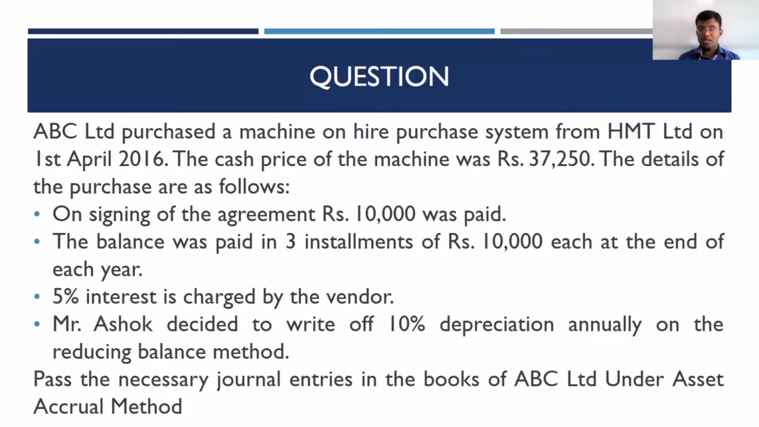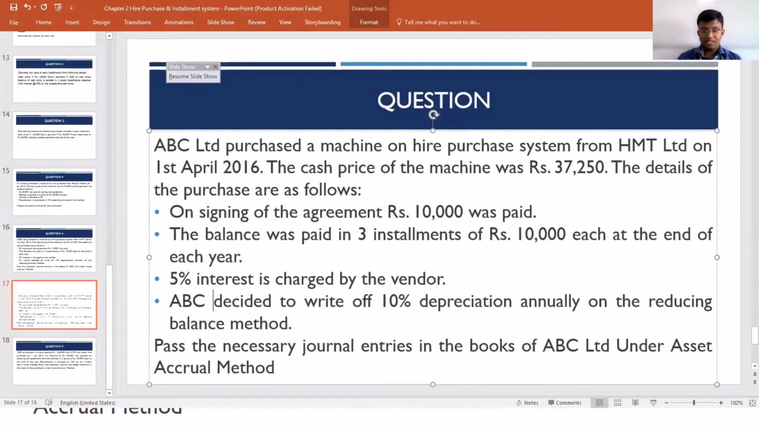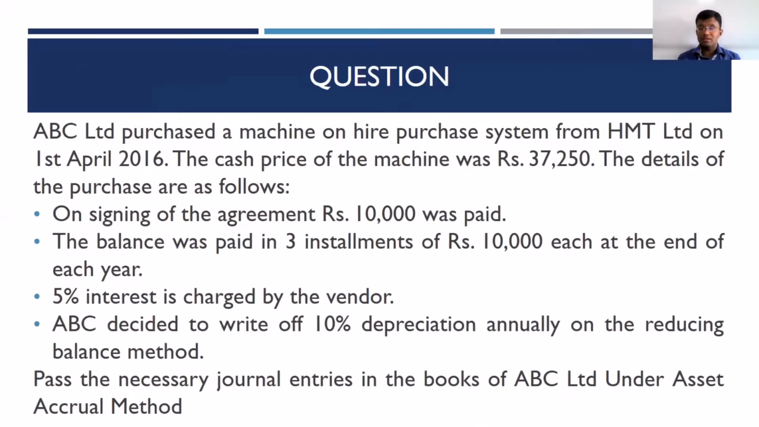5% is charged by the vendor. So interest that is charged by the vendor is at 5%. Mr. Ashok decided to write off 10% depreciation annually on reducing balance method. So here in this case, it's not Mr. Ashok, it should be ABC. So here what is happening is that the purchaser has decided to charge the depreciation based on the reducing balance method. So reducing balance method is one of those methods which are applied when it comes to computation of depreciation.